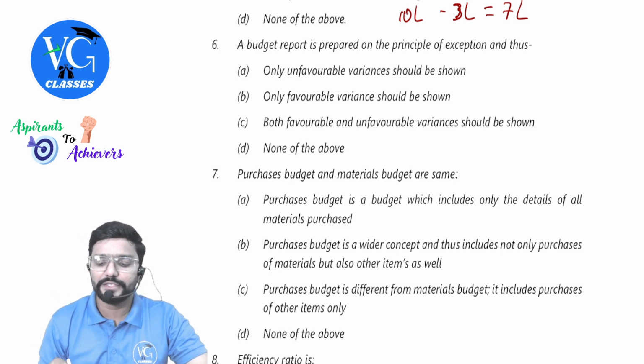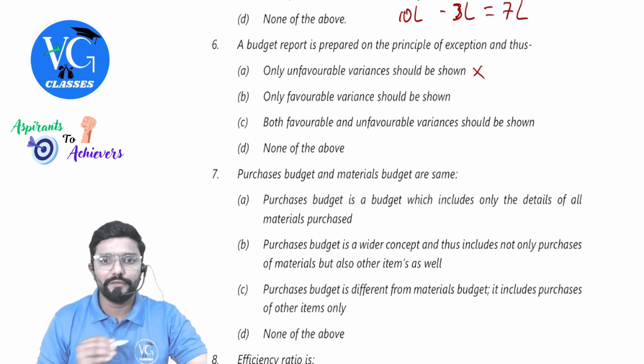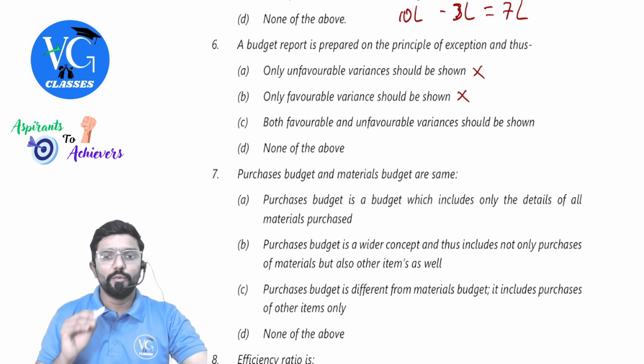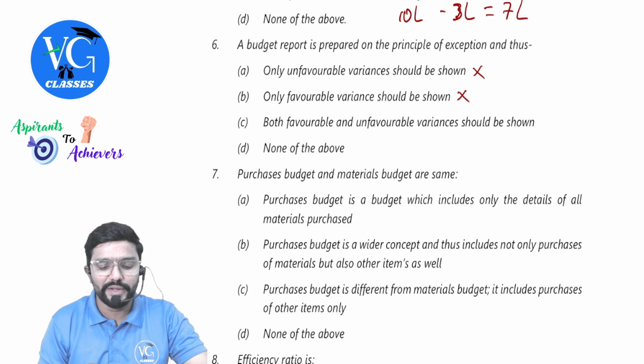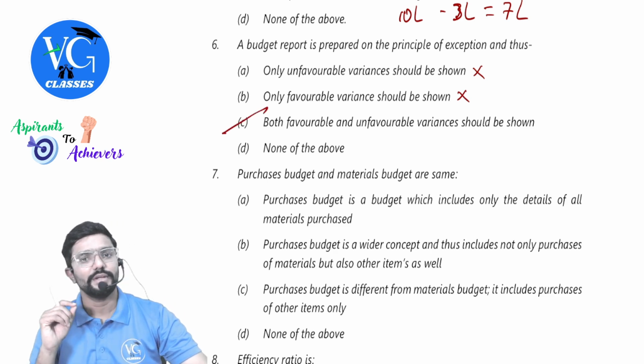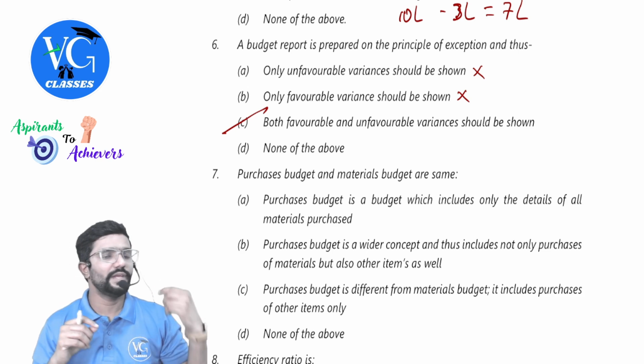Only unfavorable variances should be shown? No. Only favorable variance should be shown? No. Both favorable and unfavorable variances should be shown? Yes. None of the above, guys.